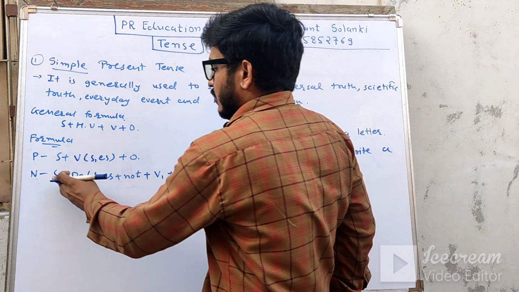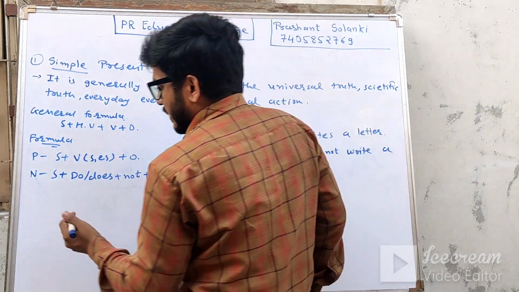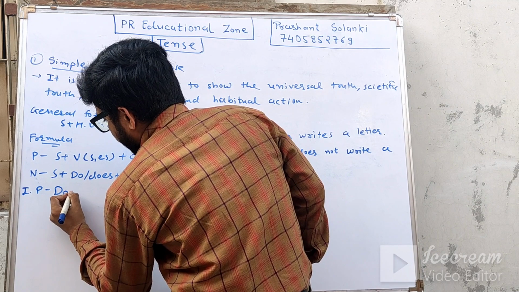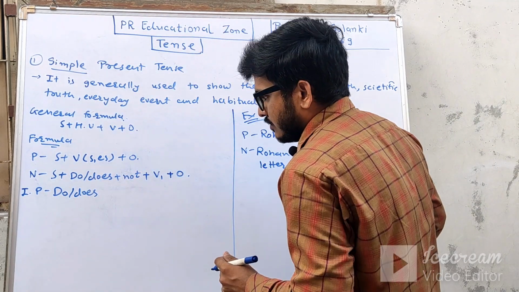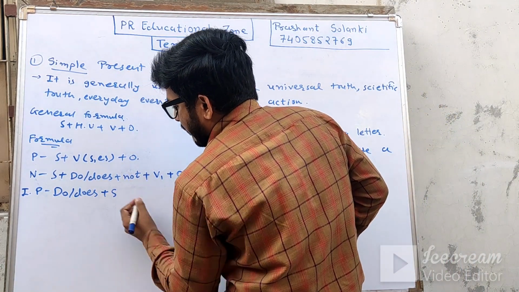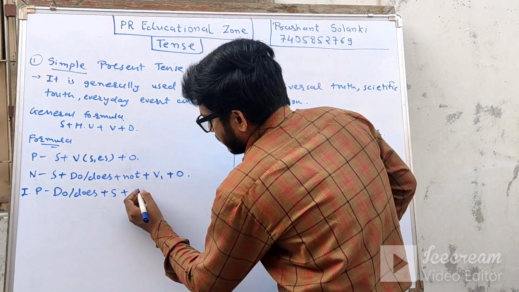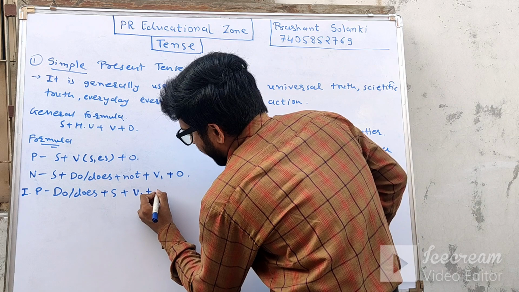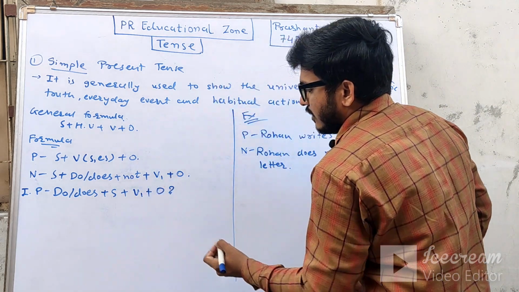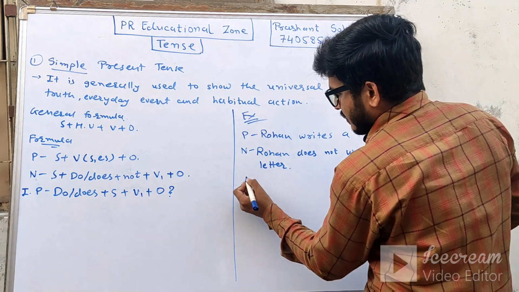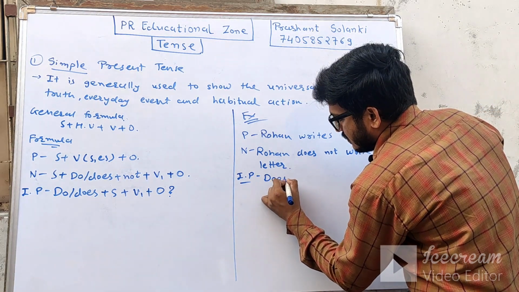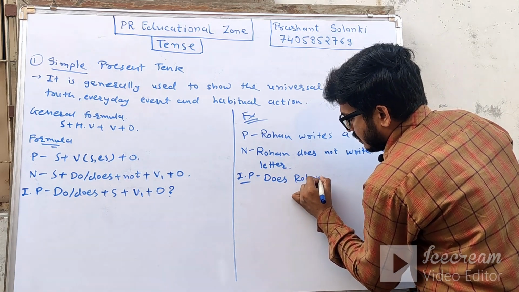Now we are going for the interrogative sentences, interrogative positive. In that, do and does. In every interrogative sentence, the helping verb comes before the subject, and the subject comes after the helping verb. After that comes the verb first form, the base form of the verb, and the last one is the object, and since it is an interrogative sentence, we use a question mark here. Now we are writing the example of that, which is similar to this. Does Rohan write a letter?